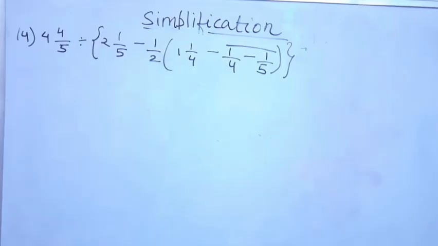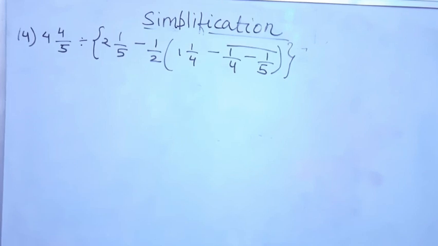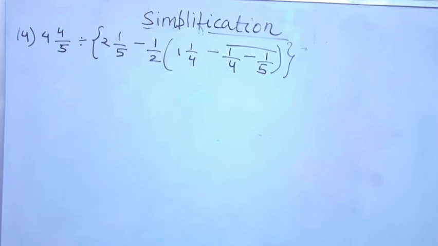So students, I have written the question on the board. The question is 4 whole 4 upon 5 divided by curly bracket, within curly bracket 2 whole 1 upon 5 minus 1 by 2 small bracket 1 whole 1 upon 4 minus 1 by 4 minus 1 by 5 vinculum small bracket and then curly bracket. So now as per the V BODMAS rule, what is the first thing which we have to solve in this question? If you all know the answer, it's your task to pause the video and comment down in the comment section what we have to solve first in this question.